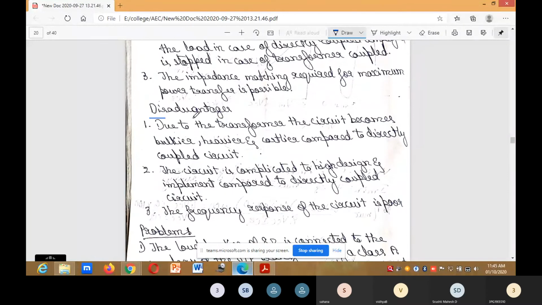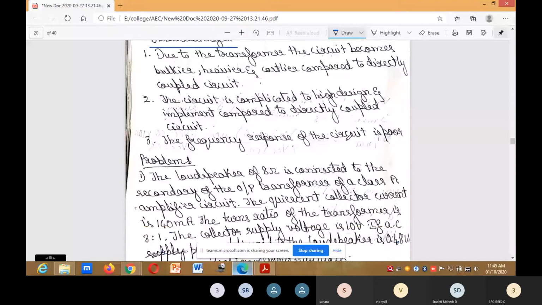What about the disadvantages? Due to the transformer, the circuit becomes bulkier, heavier and costlier compared to the directly coupled circuit. The circuit is complicated to design and implement compared to the directly coupled circuit. The frequency response of the circuit is poor. Next, we shall go for the problems.